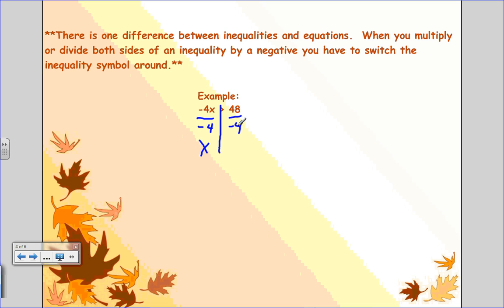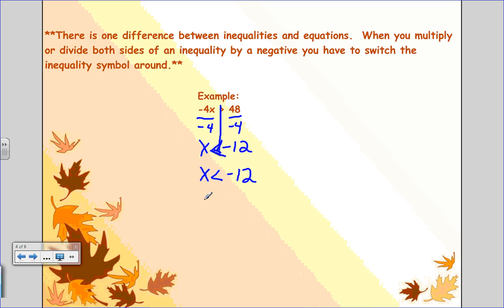48 divided by negative 4 gives me a negative 12. Because what I divided by on each side here was negative, this symbol switches from greater than to less than. Okay? So my solution is x is less than negative 12.